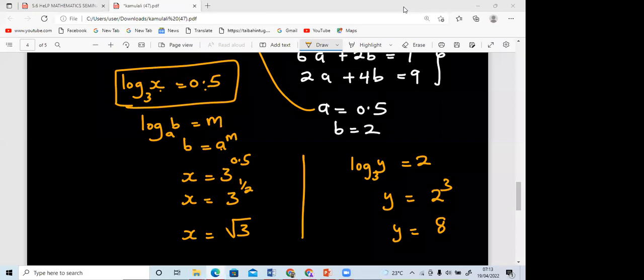Yes, please. Will it be y equals to 2 to power 3 or 3 to power 2?